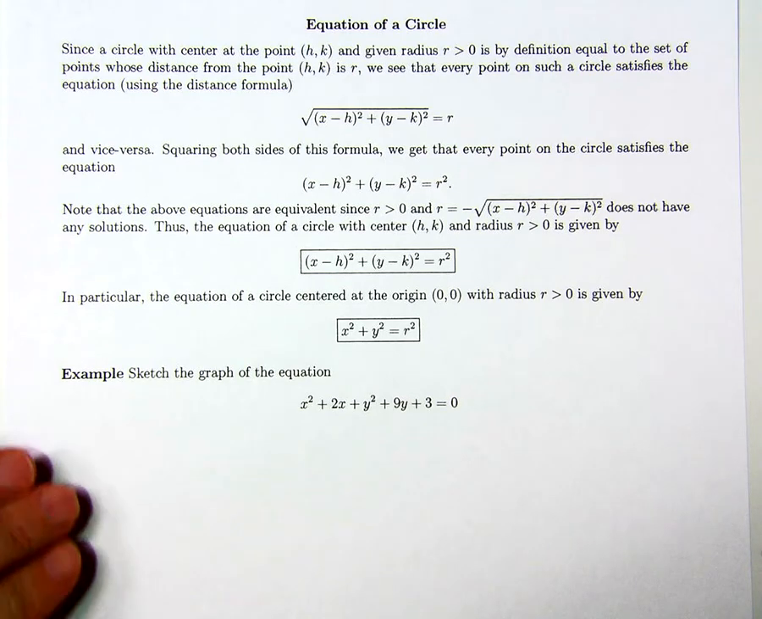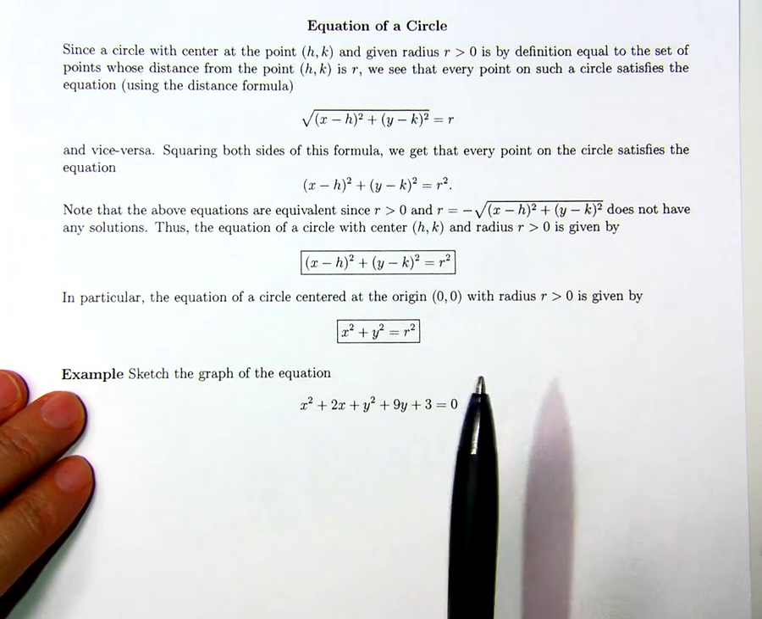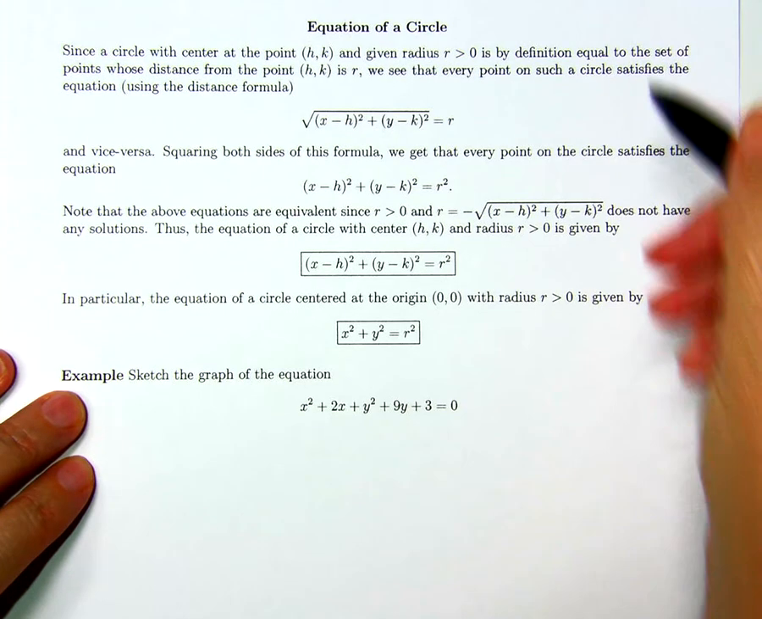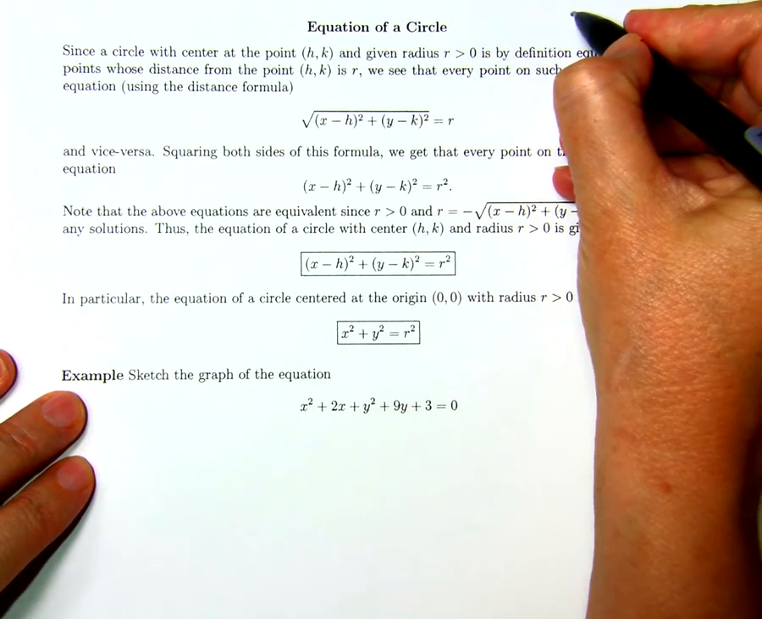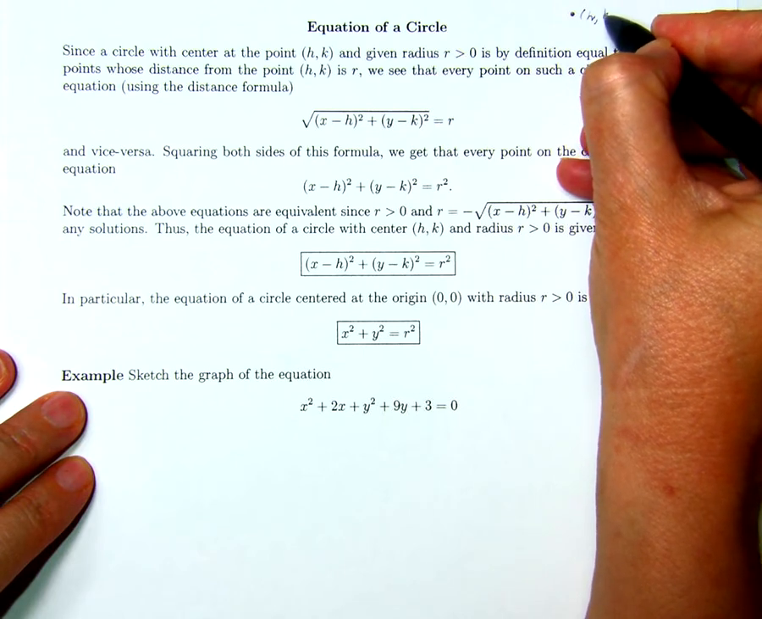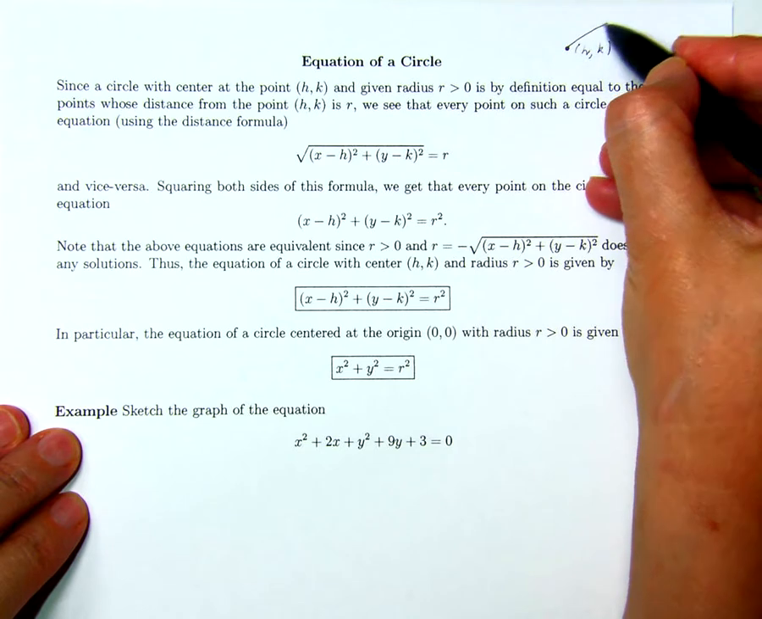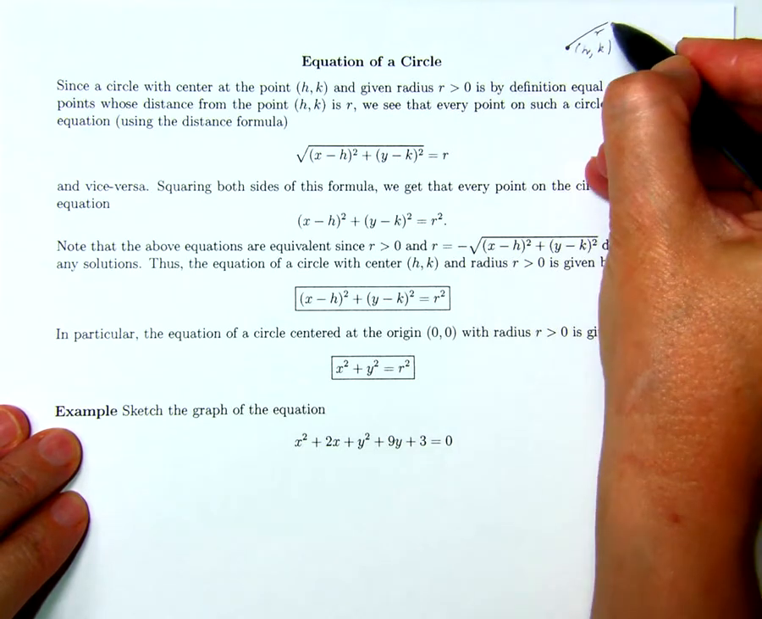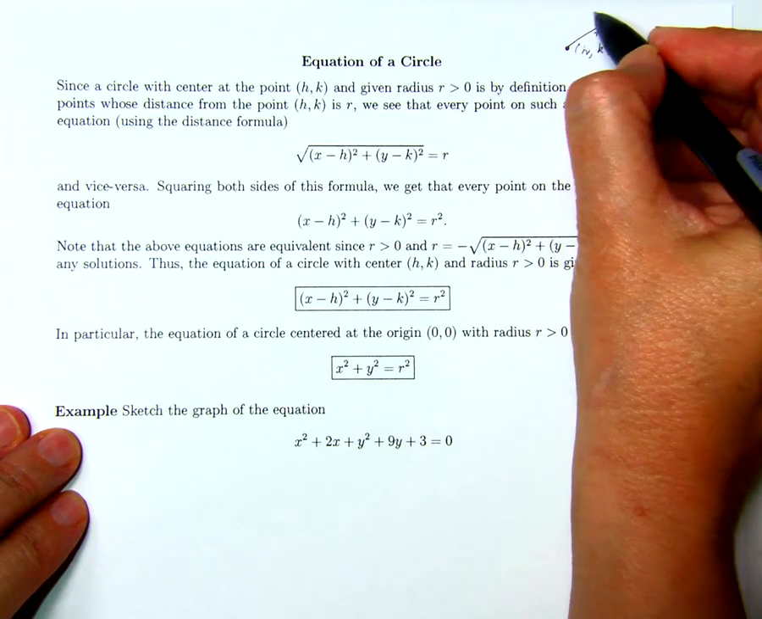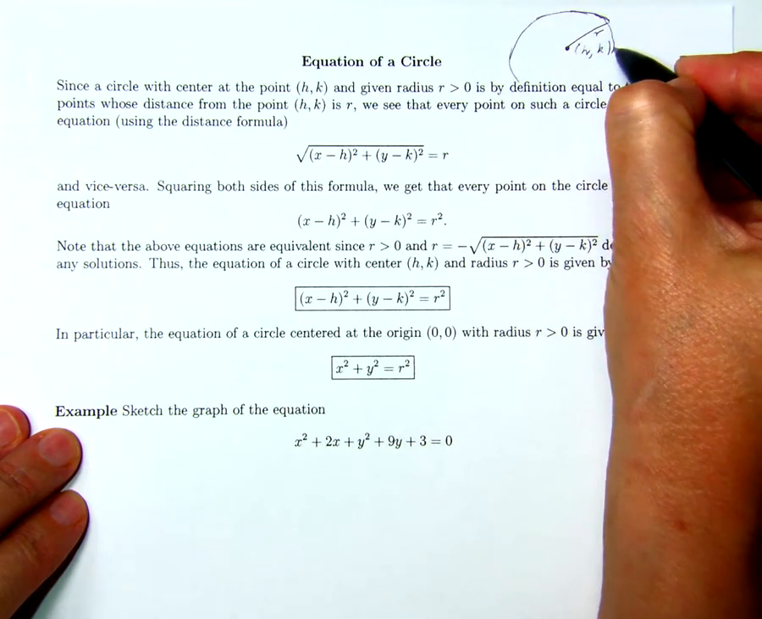Okay, we know that the geometric definition of a circle is all points which are equidistant from a given point. So suppose we have a given point (h, k), and we have a distance in mind, r. Then our circle is all points which have distance r from the point (h, k).